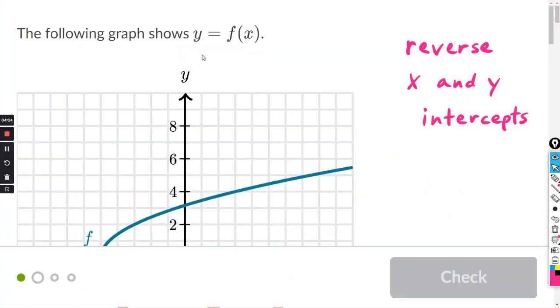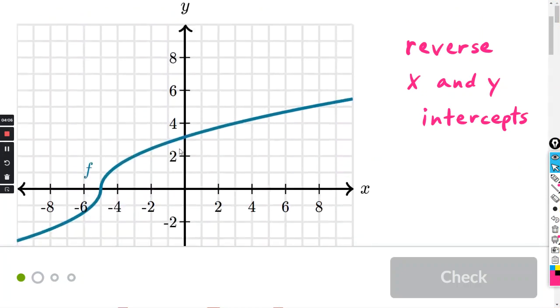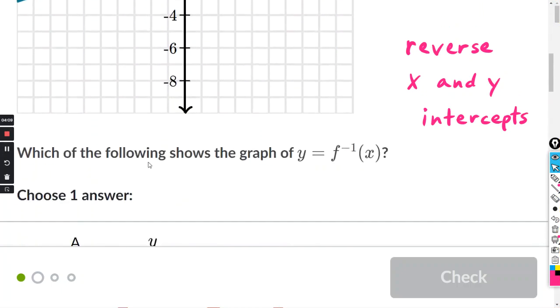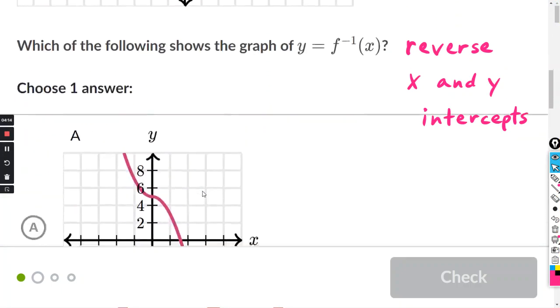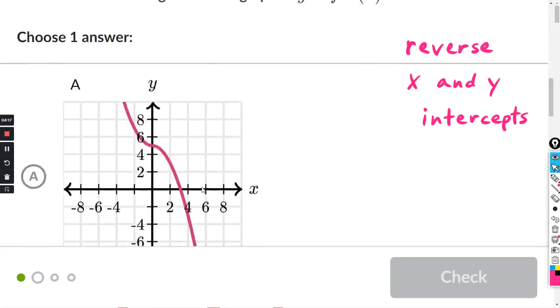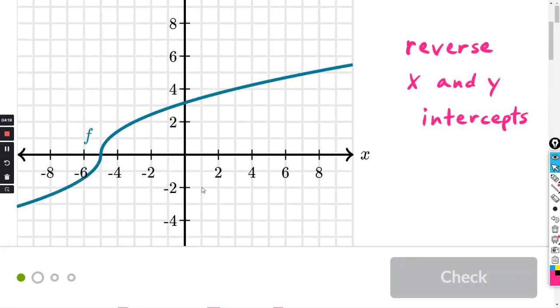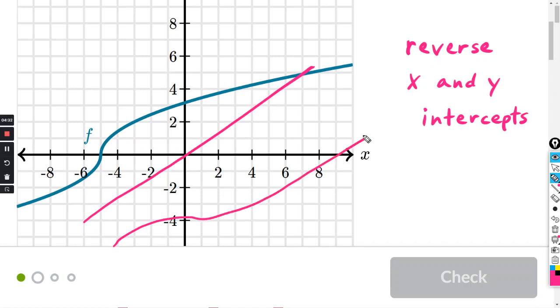Okay, so here we have a graph of y equals f of x, and they want to know which of the following shows y equals the inverse of f of x. All right, so you can still use the mirror method if you want. If you have the line y equals x, this graph here will be a reflection. So it's going to be something like that. It's hard for me to draw the exact reflection, but the graph is going to be something like that.